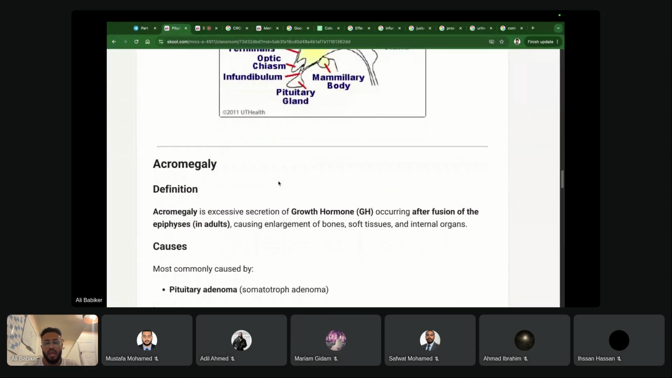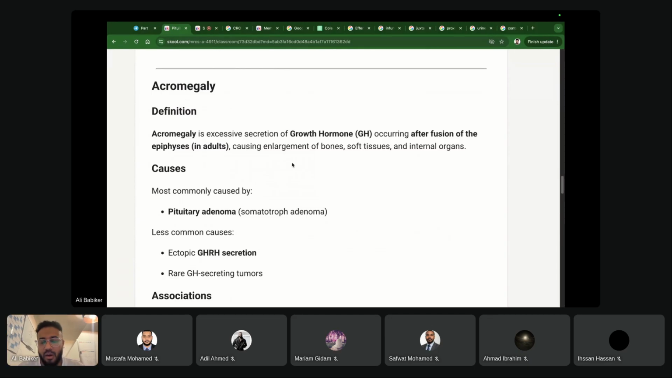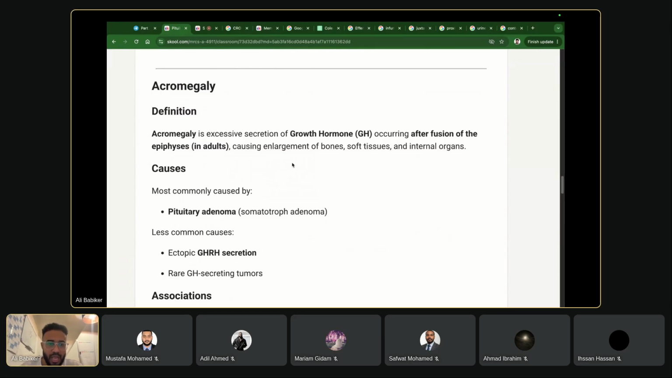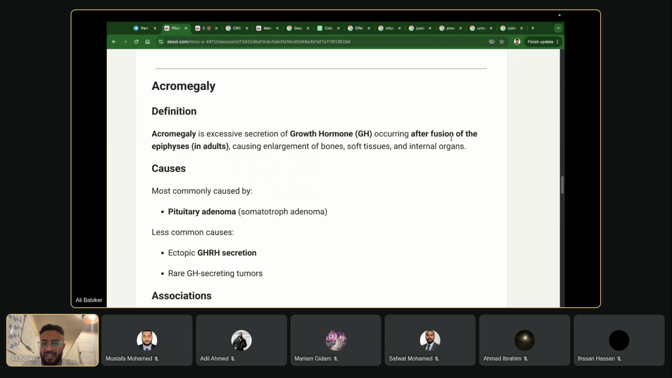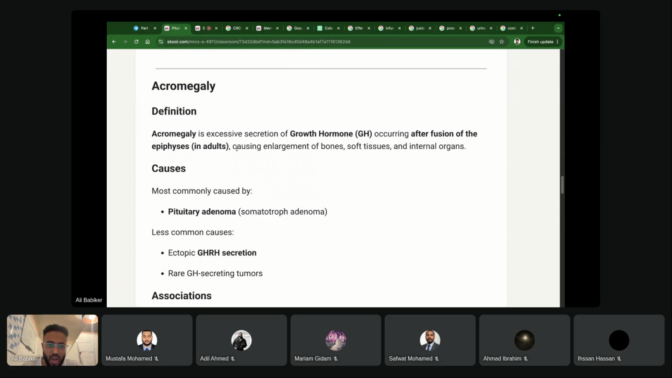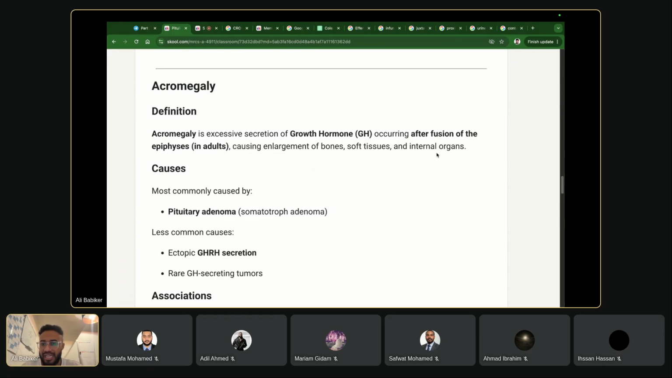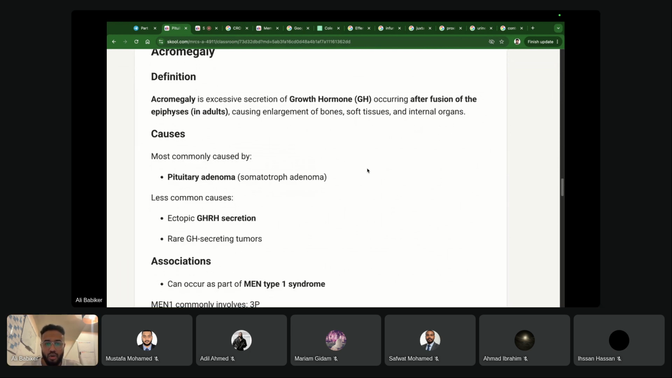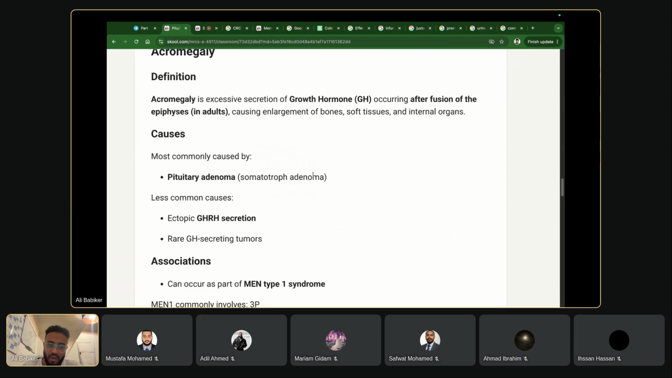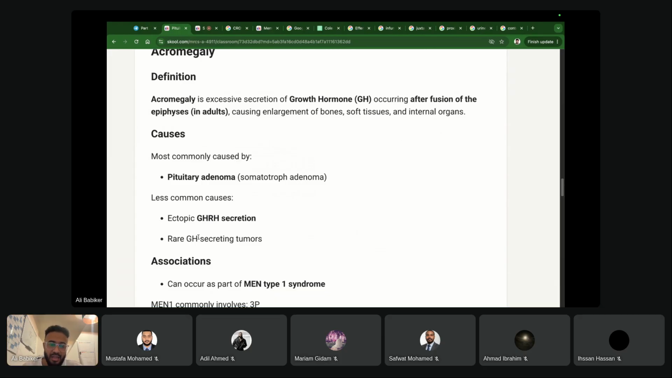All right. Now we're going to speak about a very high yield disease called acromegaly. Acromegaly is an excessive secretion of growth hormone occurring after fusion of the epiphysis in adults, causing enlargement of bone, soft tissue, and internal organs. Most commonly caused by a pituitary adenoma, a somatotroph adenoma. A less common cause is ectopic growth hormone releasing hormone secretion due to cancer, or rare growth hormone secreting tumors.